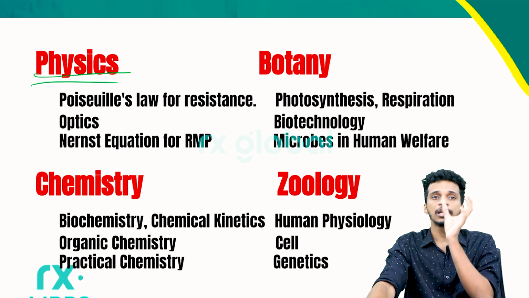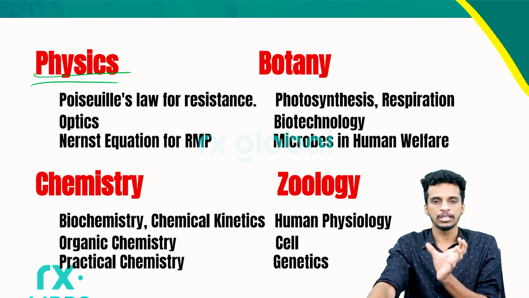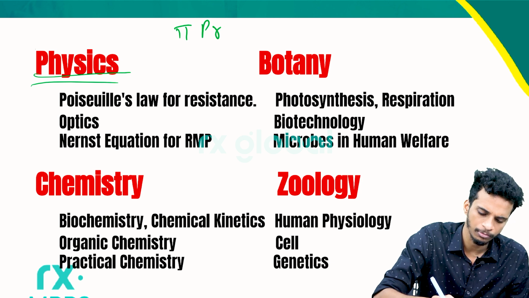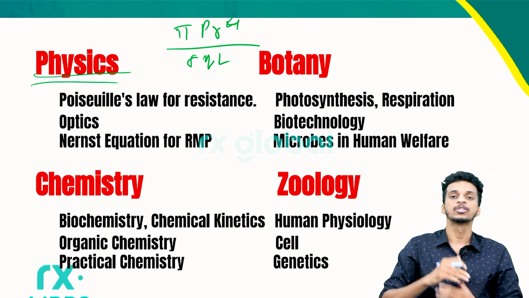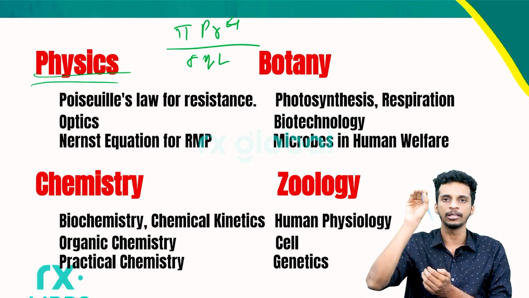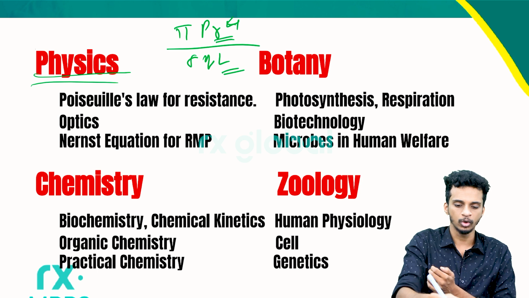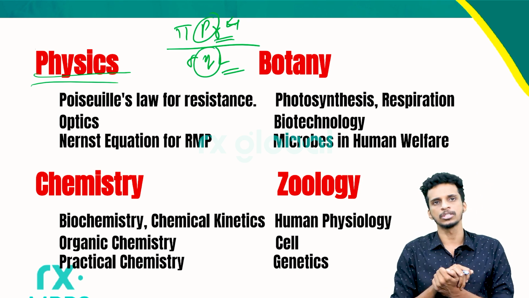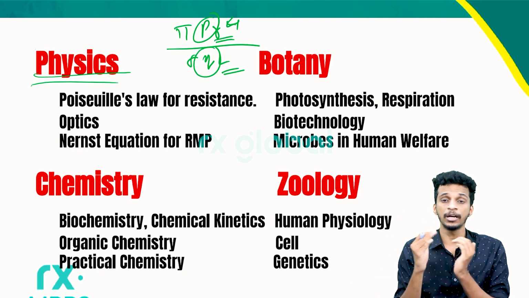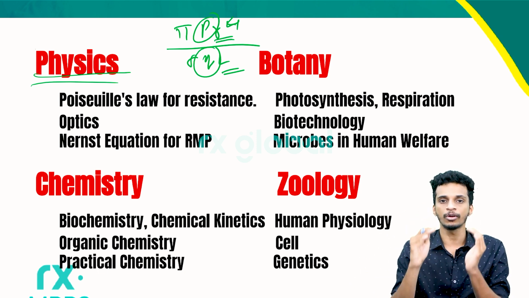So there is something called Poiseuille's law of resistance, which is an equation, a relation where we get πPr⁴ by 8ηl. So this shows how the rate of flow of a fluid is related to the radius, the length of the tube, the pressure, the coefficient of viscosity and all. So it's basically an equation from physics, but you need this equation in studying your first year MBBS.